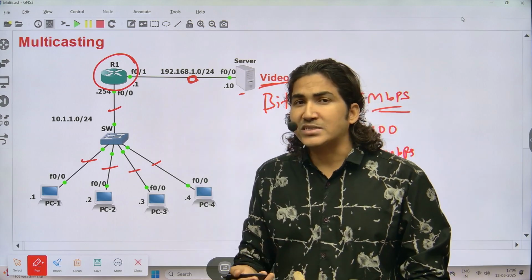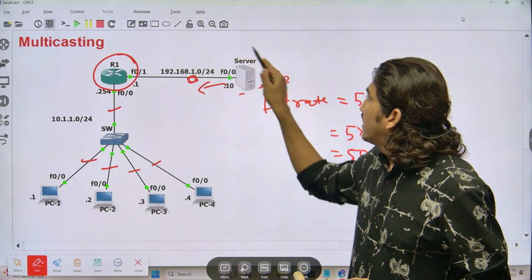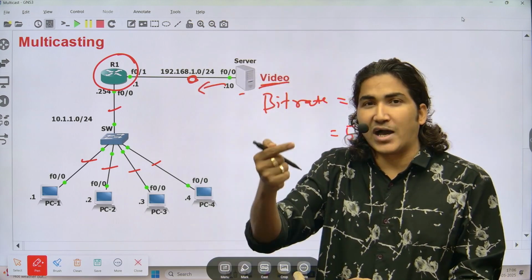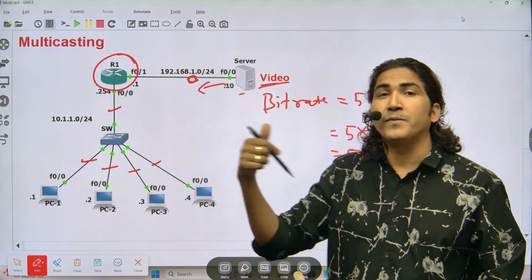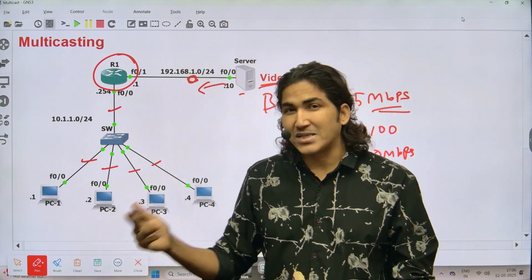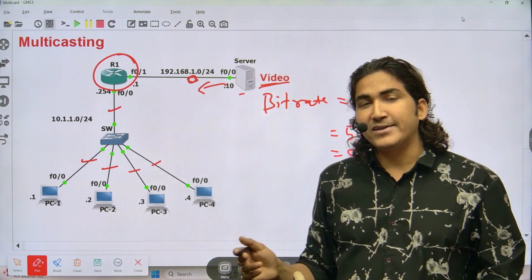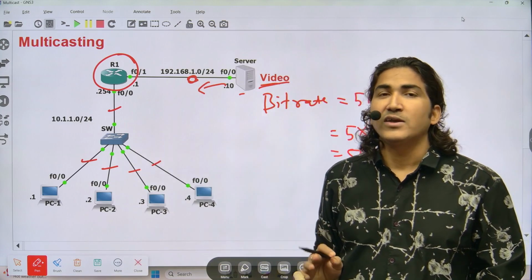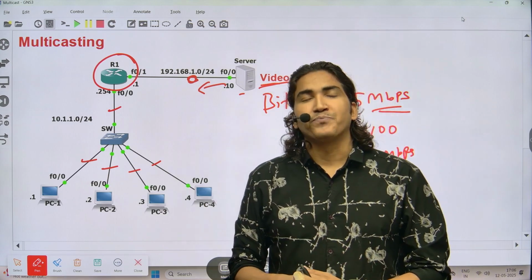Now you can say, Praful, okay, instead of sending multicast, let's do one thing, let's send it on the broadcast. What if the server is going to send on broadcast 255.255.255.255 at layer 3, and at layer 2 FFFF.FFFF.FFFF, right? Destination MAC is also broadcast, and destination IP is also broadcast.